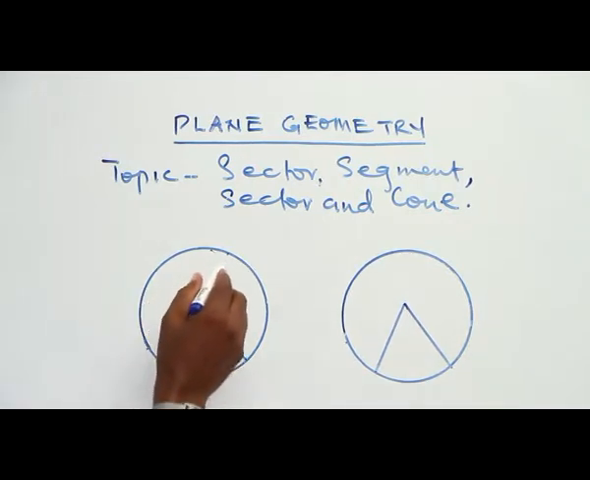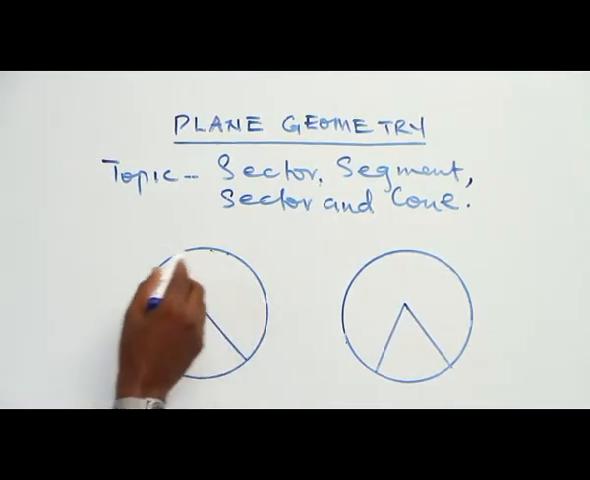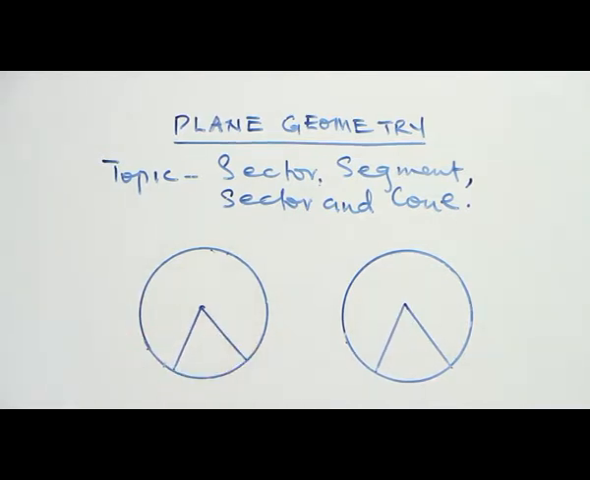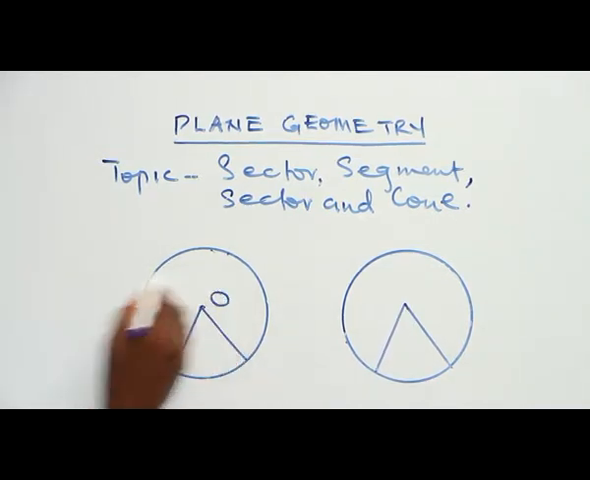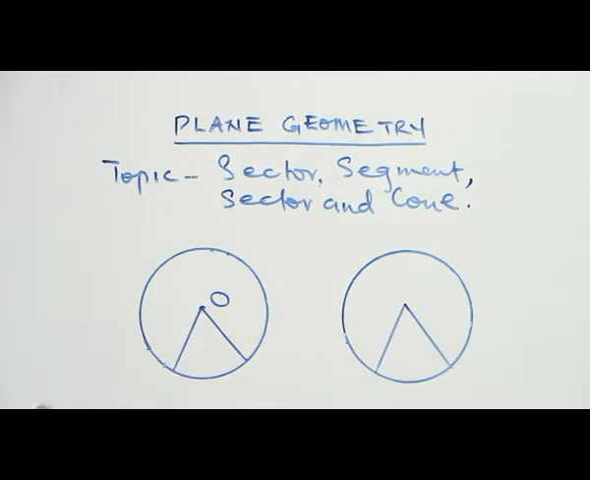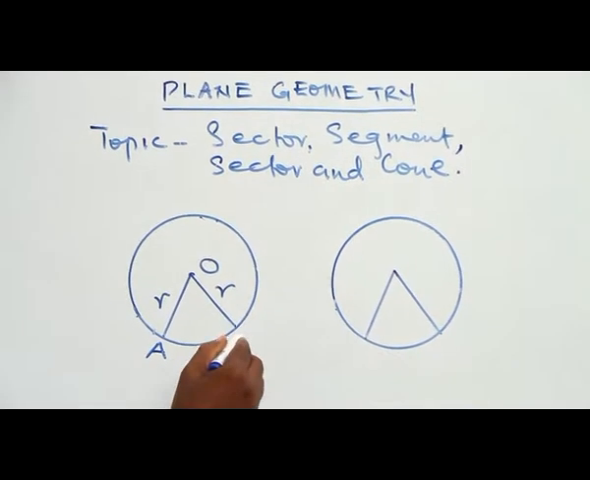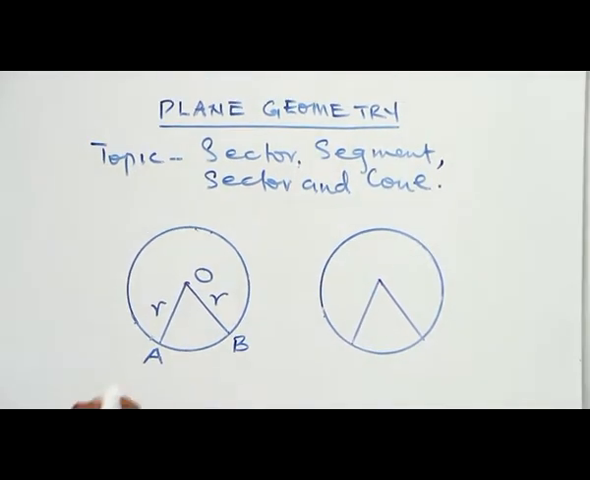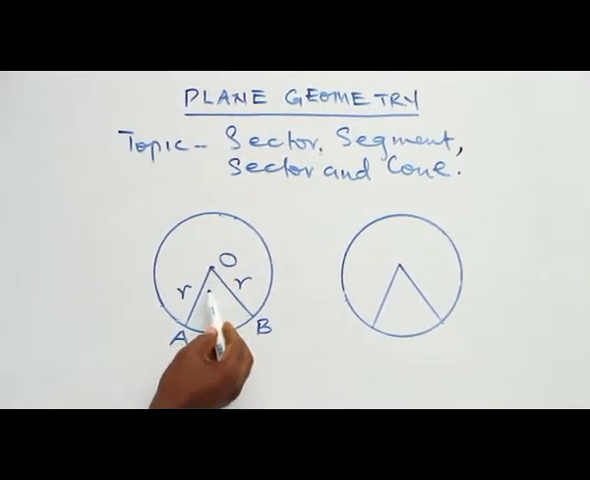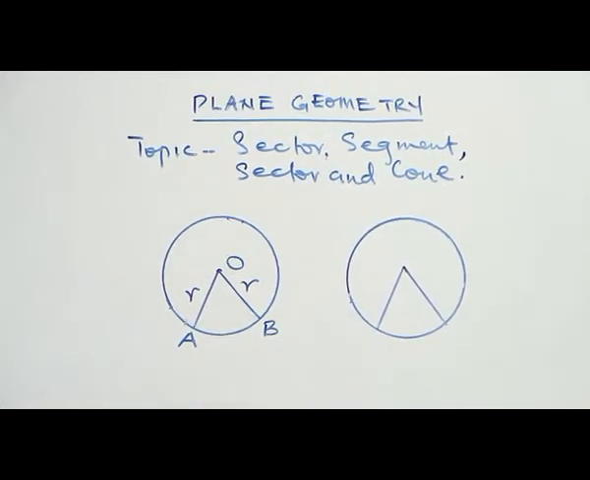Let us describe here a circle, and this circle has a center O. Now, from the center to any part of the circle is the radius. Let's represent it with R. Similarly, this is the radius. So let's say this point A and this is point B. So we now have a shape OAB.